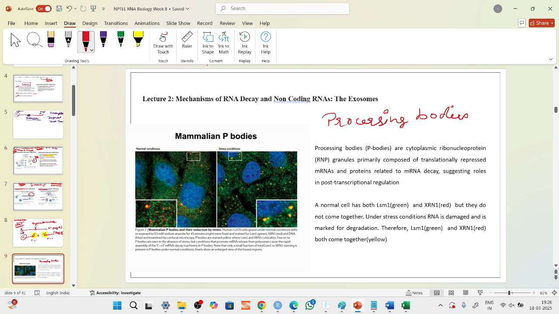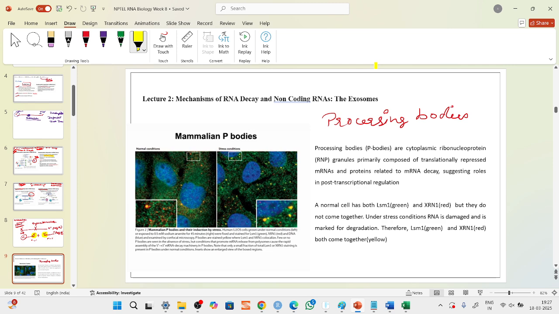P bodies are cytoplasmic ribonucleoprotein, that is RNP granules, which are primarily composed of translationally repressed mRNAs and proteins which are related to mRNA decay, suggesting their roles in post-transcriptional regulation. So basically, all those mRNAs which are going to be translationally repressed. Repressed means that they are damaged and these RNAs are marked for degradation.